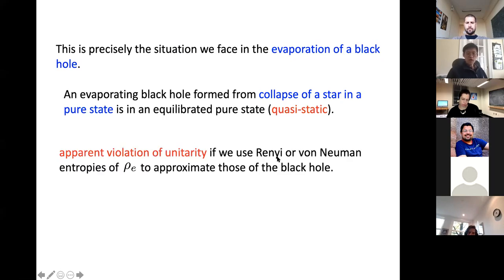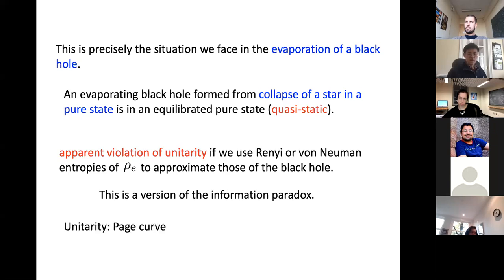And again, the black hole for many purposes behaves like a thermal state. It has a finite temperature, and if you make any local measurement, it behaves just like a thermal state. But if you use the Renyi and von Neumann entropies of the corresponding thermal state to describe the evolution of a black hole, then again you violate unitarity. This is one version of the Hawking information paradox. If you calculate the entanglement entropy associated with such a density operator, you find the entropy keeps increasing. But of course, unitarity implies that the evolution of the entanglement entropy for the system should obey this Page curve. After increasing to a certain point, it should go down.